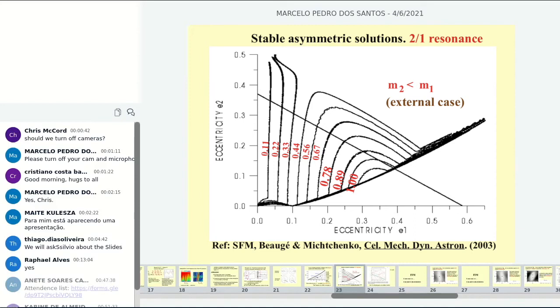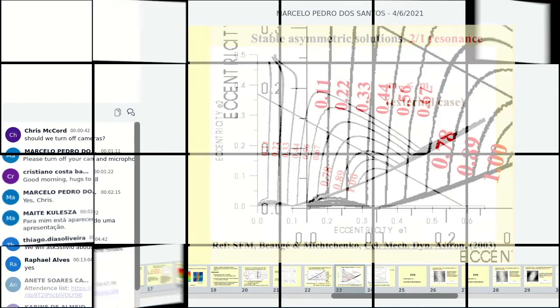the characteristic curves start slowly, they have small variation, and at a given moment they start making this excursion. This corresponds to the point in which the periodic orbit that was symmetric becomes asymmetric. Next slide.